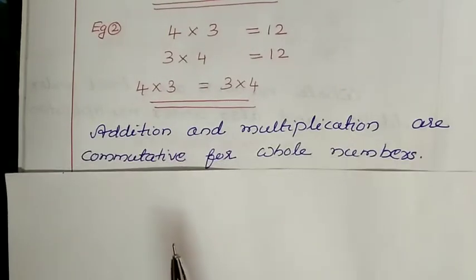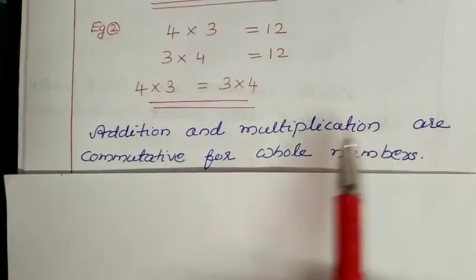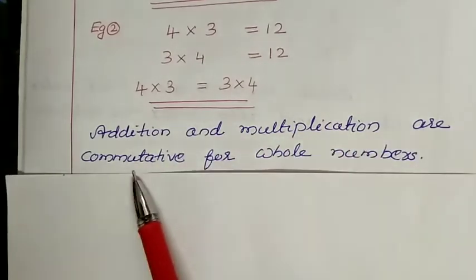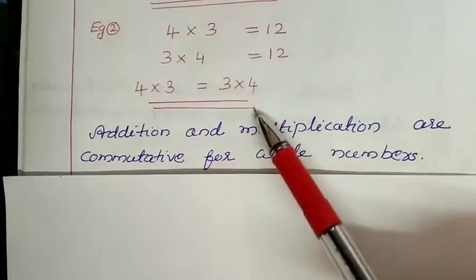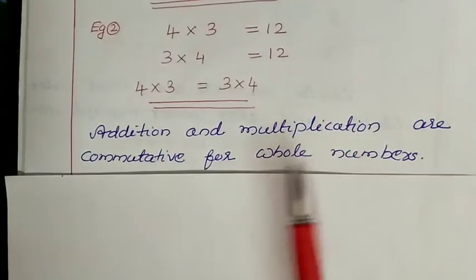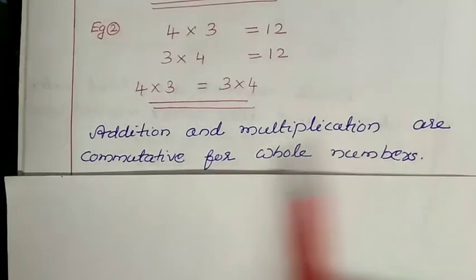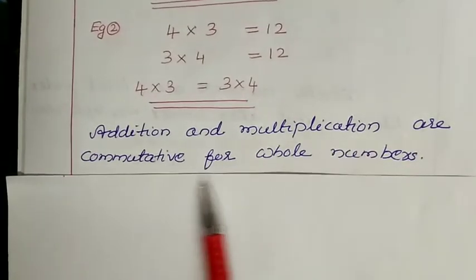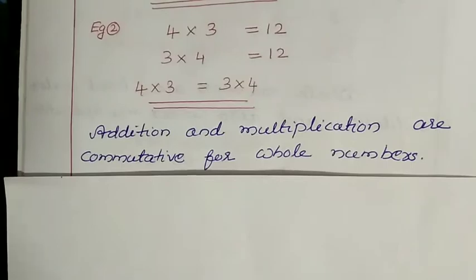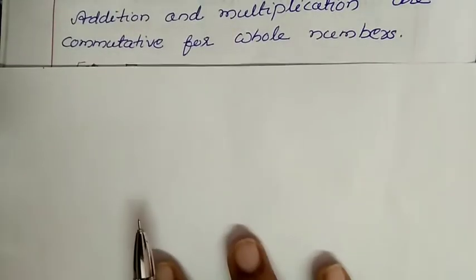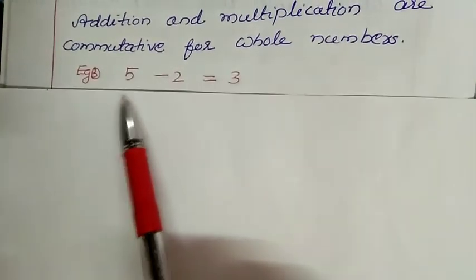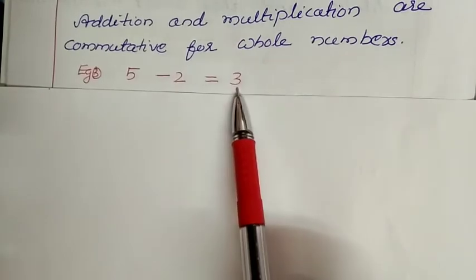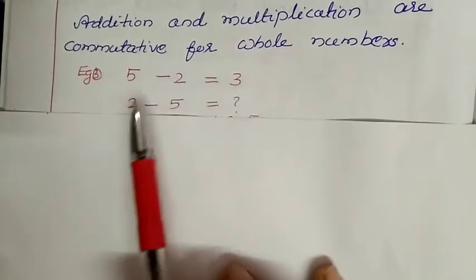Then addition and multiplication are commutative for whole numbers. In these two cases, commutative property is satisfied. Now we are going to check whether it is satisfied in the case of division and subtraction. In the case of subtraction, what is 5 minus 2? 5 minus 2 is 3. Then what is 2 minus 5?